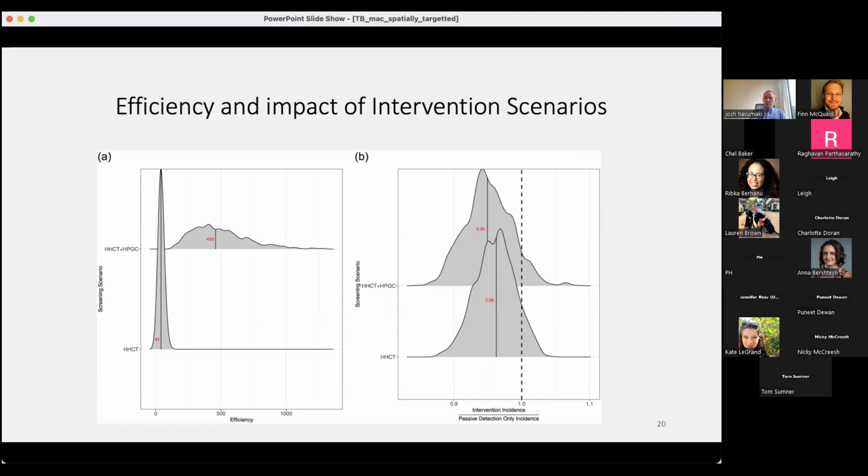Basically, we look at the intervention plus passive detection incidence over just passive detection. For household contact tracing, we see a median of basically 0.96. So there's a small reduction in incidence of about 4% for household contact tracing only. But if we look at household contact tracing and high prevalence grid cell screening, there's really not much of an additional impact despite this big loss in terms of efficiency.